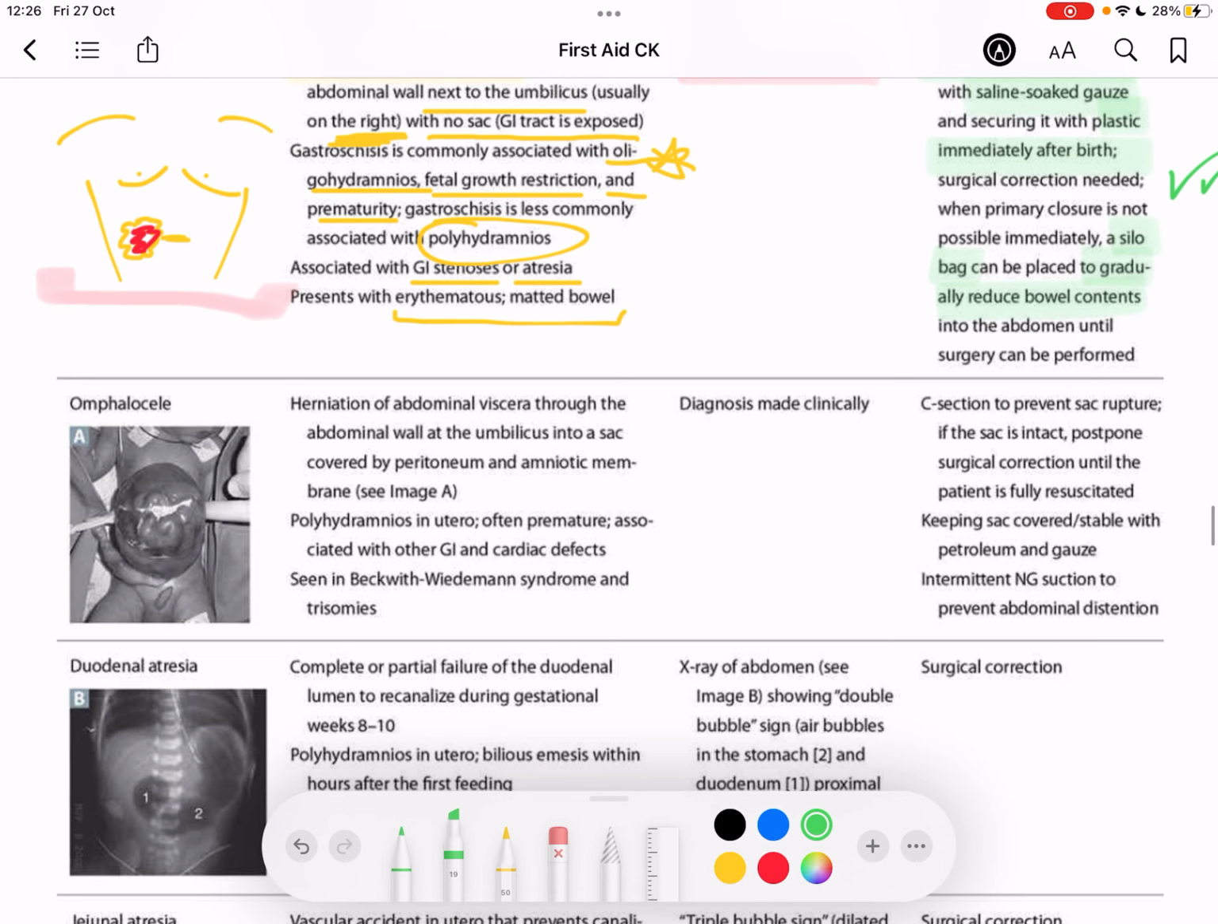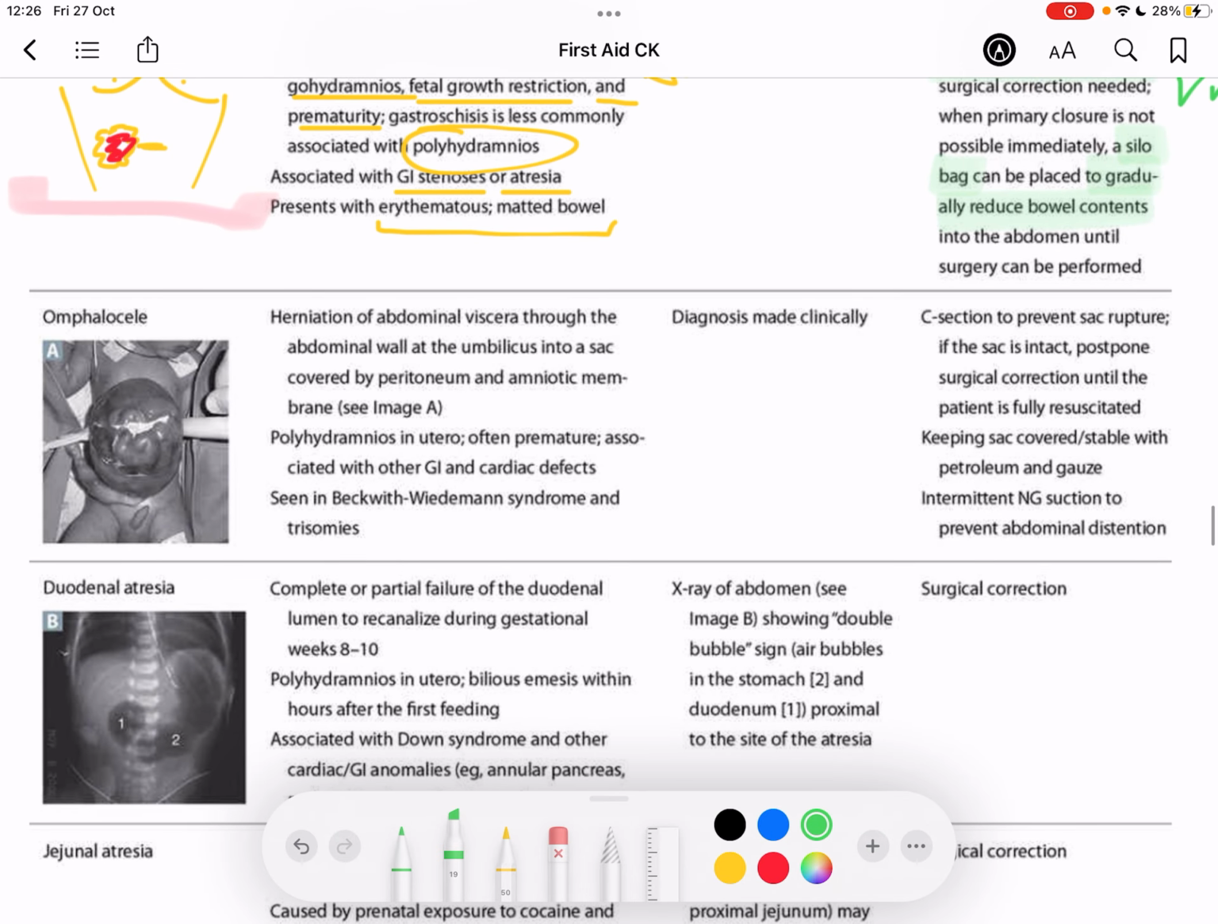Okay? Let's talk about the omphalocele now. So omphalocele is essentially a herniation of abdominal viscera through the abdominal wall, but this time it's at the umbilicus, okay? And this time it's covered by a sac. That sac being the peritoneum and an amniotic membrane, okay? And that's why you can see the abdominal content is covered in a sac.